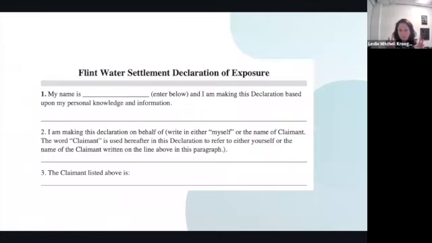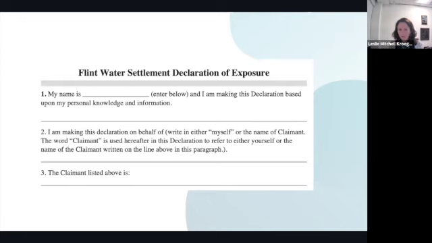So at the very minimum, keep this in mind, you need a claim form and you need one declaration for each category that you believe you fall into. So let's look at the declaration of exposure. This is literally the form. You're filling it out. My name is, enter your name below.